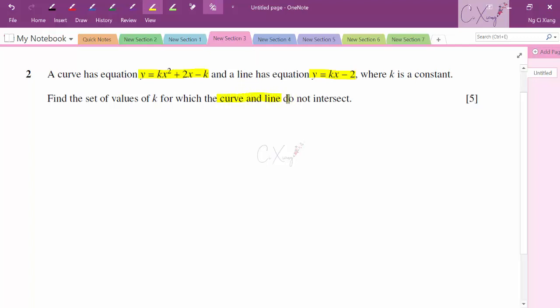intersect. So when you're having a curve and a line, this curve is generally like a parabola or the quadratic form equation. So the graph might look something like this, and the line is a linear equation, therefore it might look something like this.